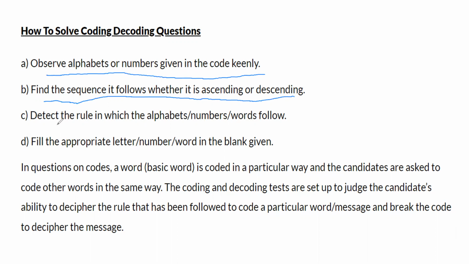Third, you need to detect the rule which the alphabets, numbers or words follow. That's what I just said. Is it -2, -4, or maybe +1, +2, +4, like this. And fourth is to fill the appropriate letter, number or word in the blank given.